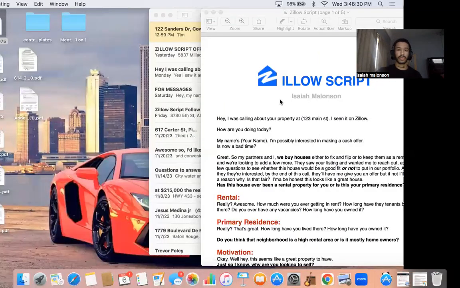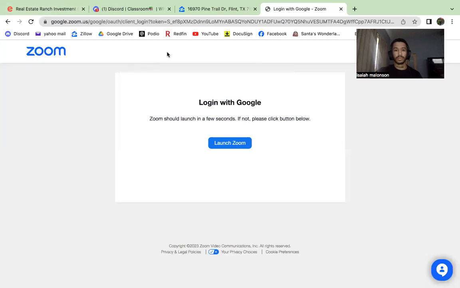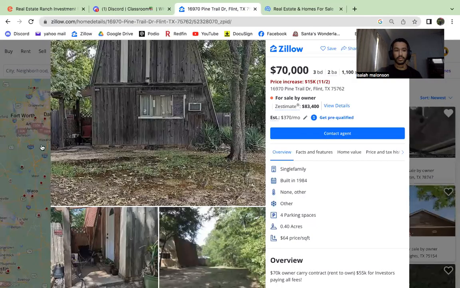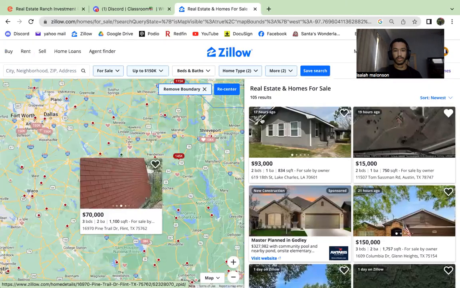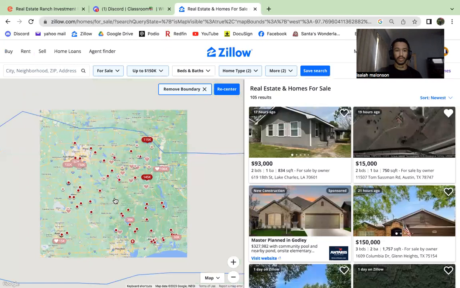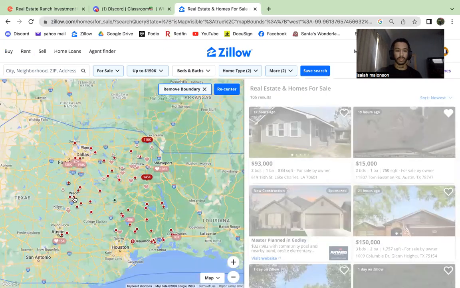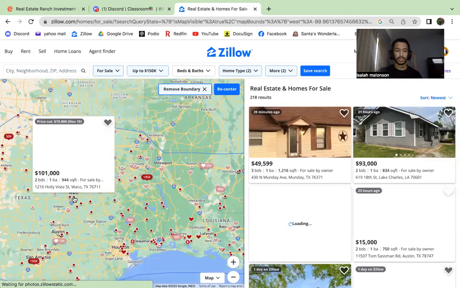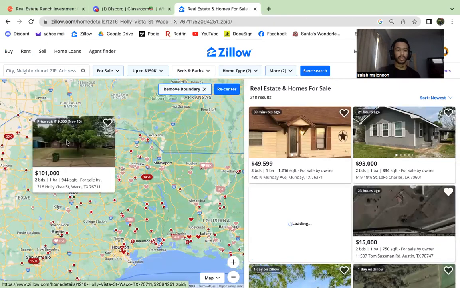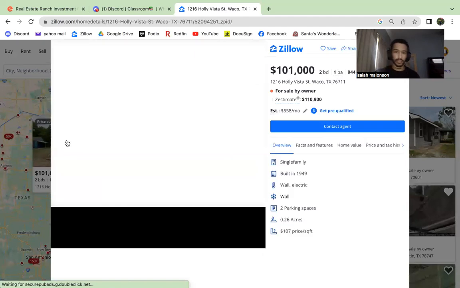All right, I'm gonna share my screen right here. So let's go on Zillow. We could go right here, right? So if I click out of this, I'm gonna just pick any house, a random house. This one. Boom. Click on this house. 10 seconds or less, right?